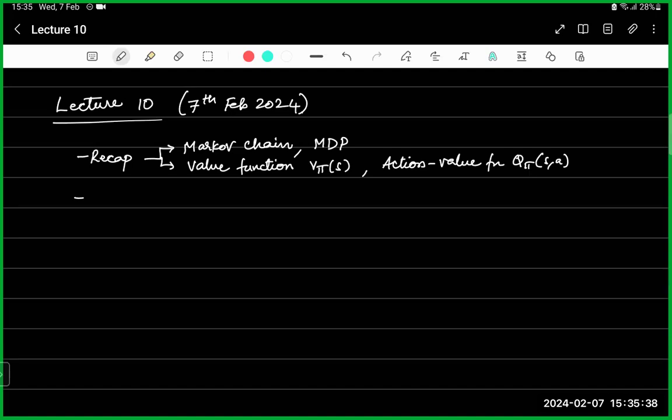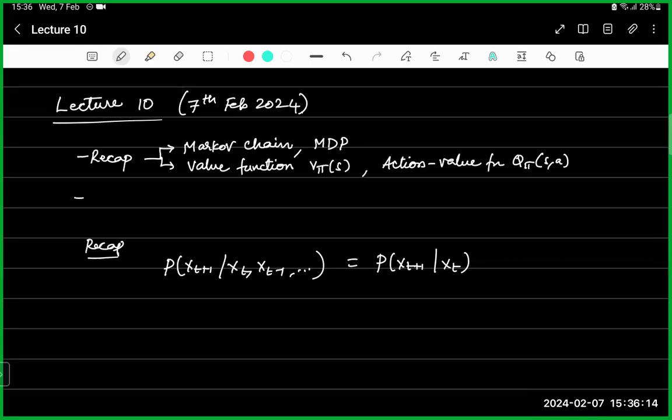A sequence of random variables is said to be a Markov chain if the probability of h t plus 1 given h t minus 1 and so on is the same as given h t. So the future depends only on the present, right? Conditioned on the present, the future is independent of the past.